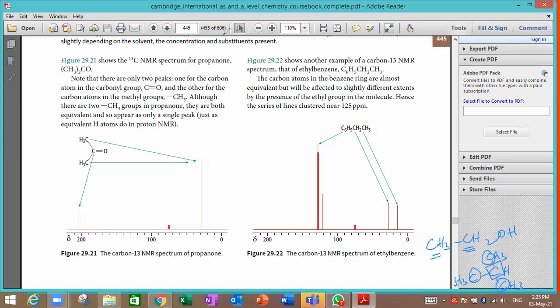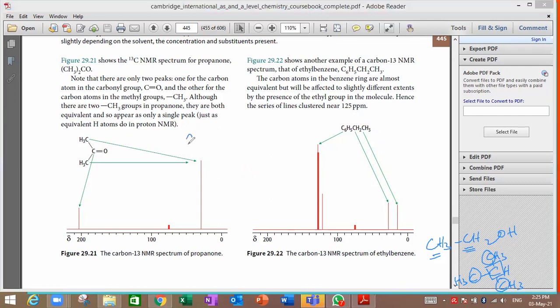So here we look at propanone, CH3, C double bond O, CH3. We have how many environments of carbon? Yes, we have 2 environments. Excellent. Both CH3 groups are similar, and the C double bond O is a second. That's why here we got 2 peaks, one at 200 something and the other at about 30 parts per million.